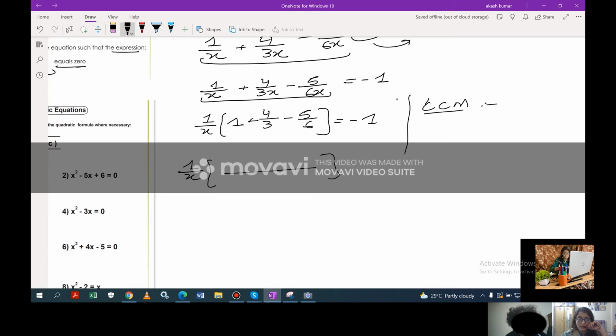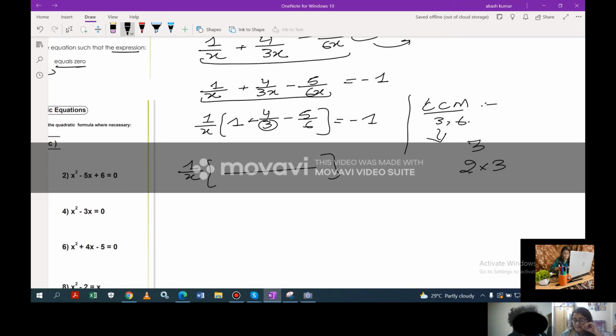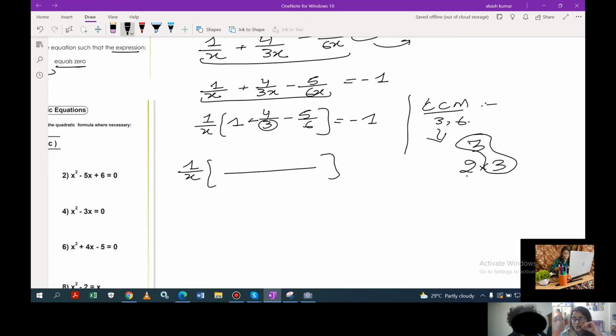Let's calculate its LCM, of 3 and 6. So 3 is a prime number. For 6, the prime factors will be 2 and 3, right? So these are the common numbers. I'm just doing it quickly. We'll be doing a session on it as well. So the common factor is 3 and the uncommon factor is 2.